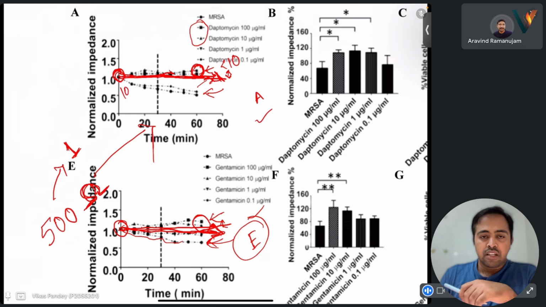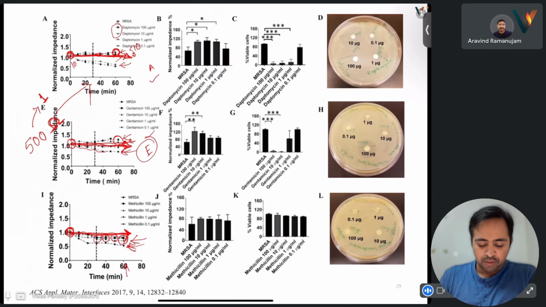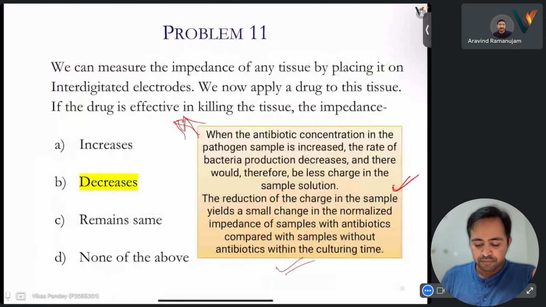Fine, is it clear now, what is normalized impedance and all? Yes, yes, it's clear. Yes, anything else?